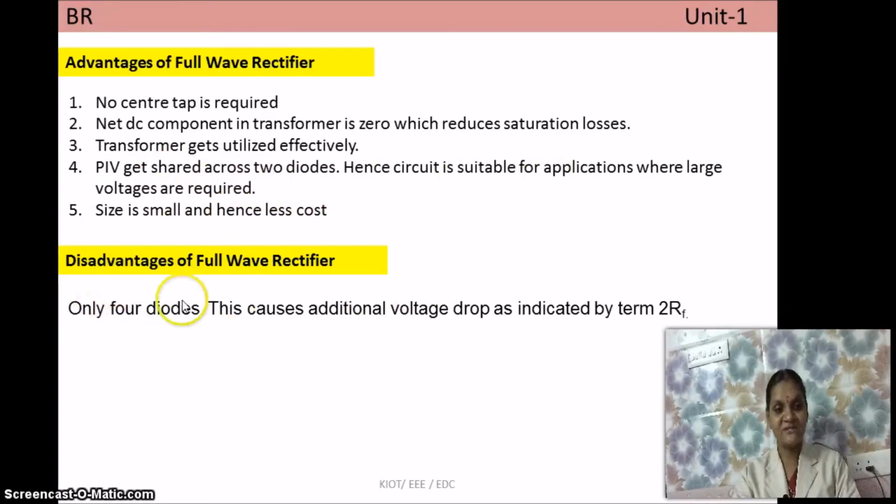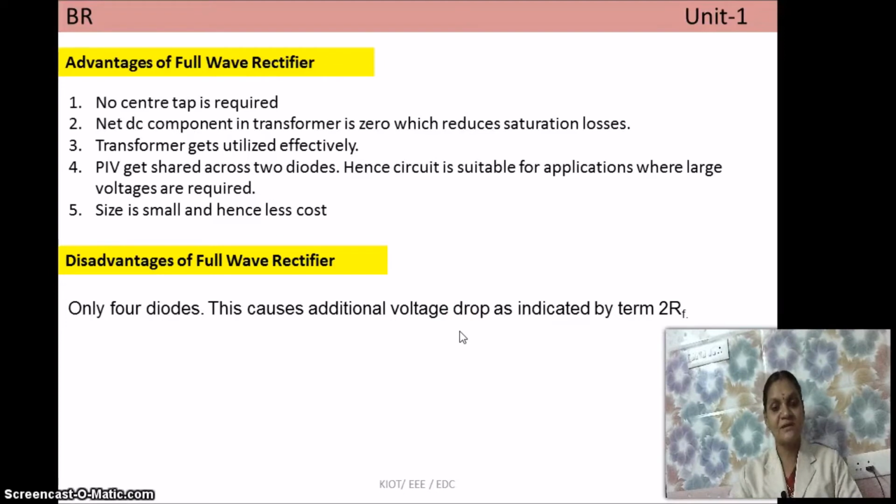And the only disadvantage is 4 diodes. Due to the presence of 4 diodes, the internal voltage drop across the diodes is 0.7 into 4. So for one cycle 0.7 into 4, for a half cycle 0.7 into 2. That is only the drop, but this drop is considered to be very small. It is the least bother. So we are using bridge rectifiers.